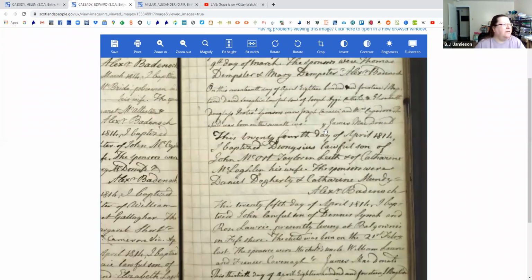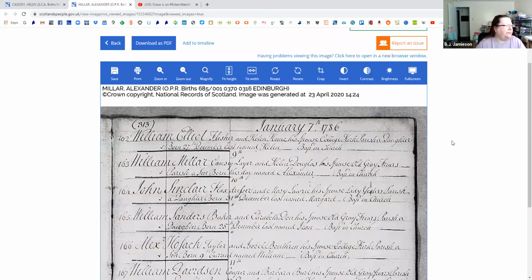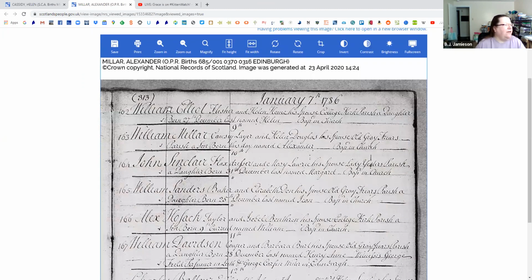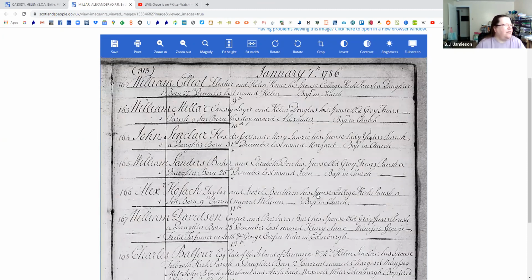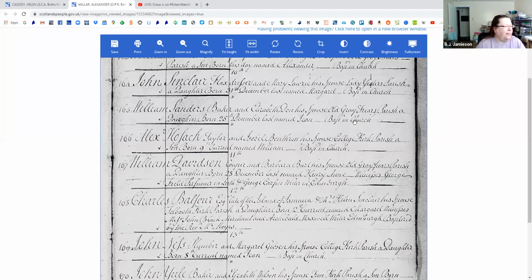So that's just, the sponsors are really helpful. And here's another one where they very nicely give you the father's name in really big letters, repeat that his spouse, tell you where they lived, and the witnesses or sponsors.